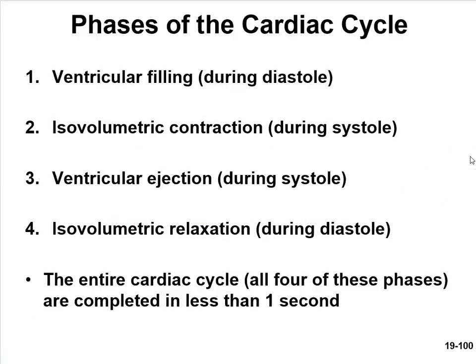The phases of the cardiac cycle are ventricular filling, which is during diastole. They fill up when they're relaxed. Isovolumetric contraction is during systole. Ventricular ejection is during systole, pushing the blood out. Isovolumetric relaxation is during diastole. And the entire cardiac cycle, all of these phases, is completed in less than a second, all to do it all over again.